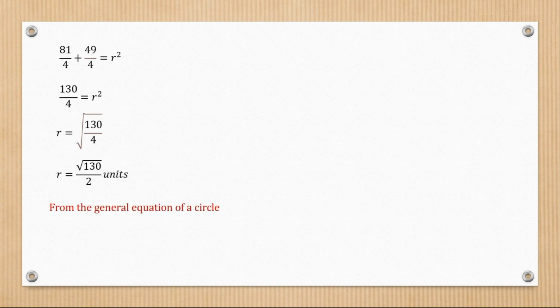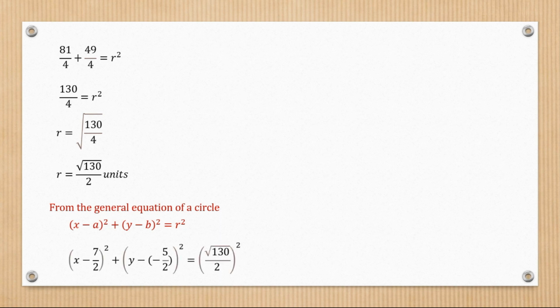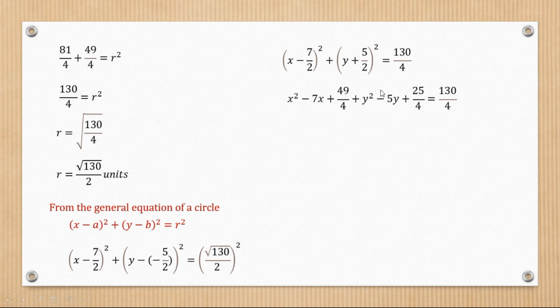Alright, so from the general equation of a circle, I can now find the equation of the circle. So plug in all the values that we have found, and then this is what I'll have. When I square these values here, I'll have 130 over 4. Then here I can say that this will be left as y plus 5 over 2. So when I expand these, open the brackets, I'll have x squared minus 7x plus 49 over 4, plus this will give me y squared minus 5y plus 25 over 4 is equal to 130 over 4.